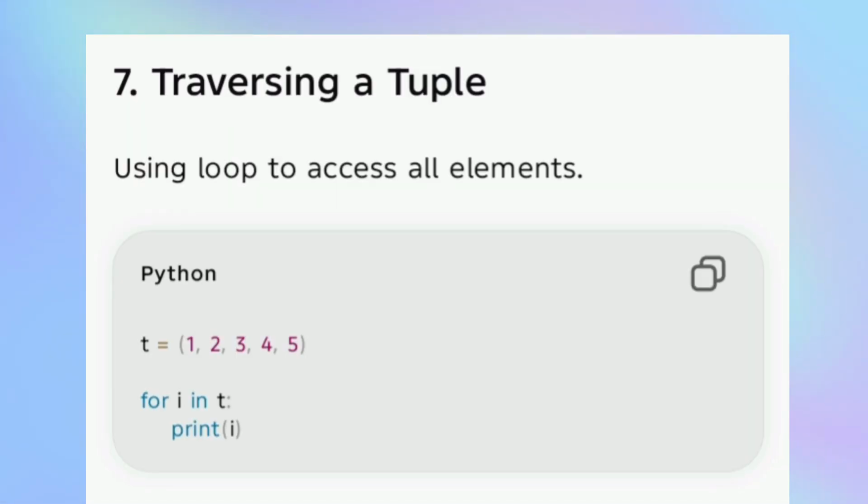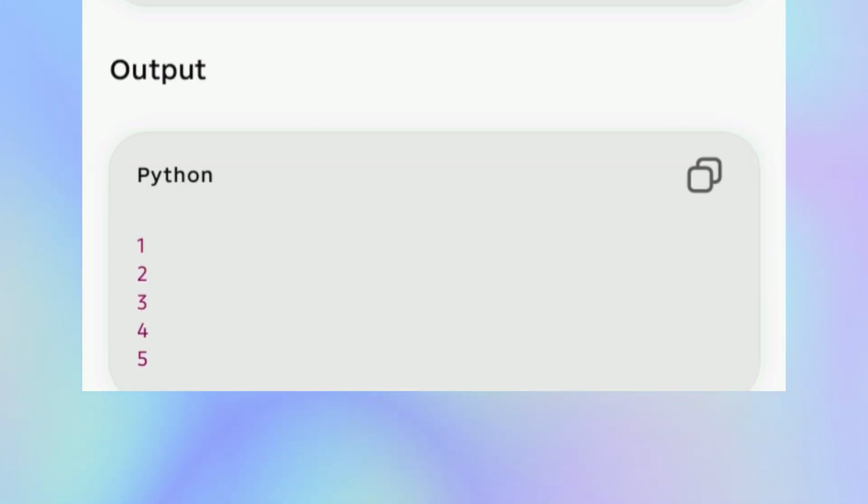Traversing a tuple using a loop to access the elements: t = (1, 2, 3, 4, 5), for i in t, print i. So iterating the loop, we print 1, 2, 3, 4, 5. The output is exactly 1, 2, 3, 4, 5.